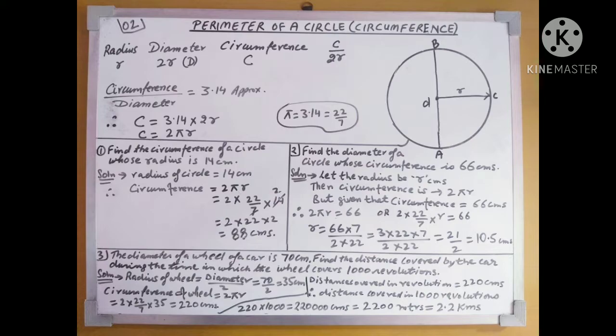Now, as far as the perimeter of a circle is concerned, this perimeter has a special name. We call it circumference. So the circumference of a circle is actually the perimeter of a circle, right? That is, we can say that this is the length of a thread which will wind around the circle exactly once, and we call it the circumference of the circle.